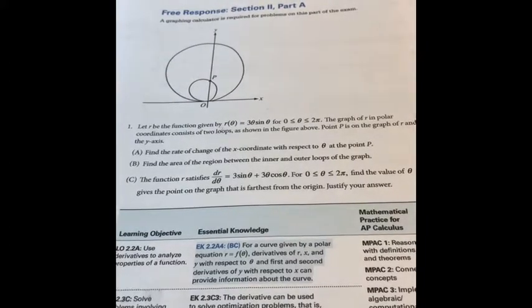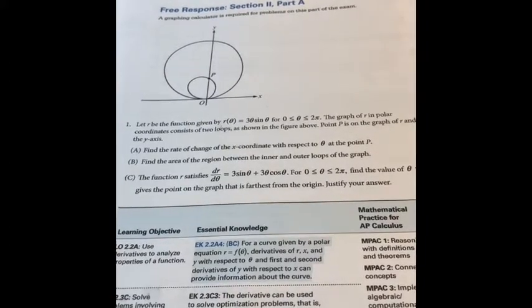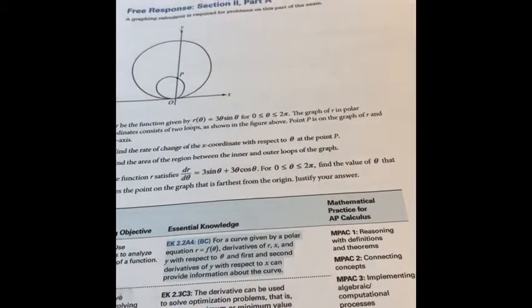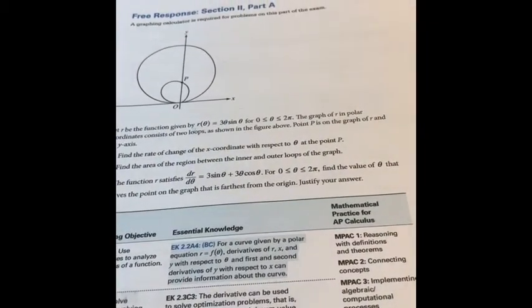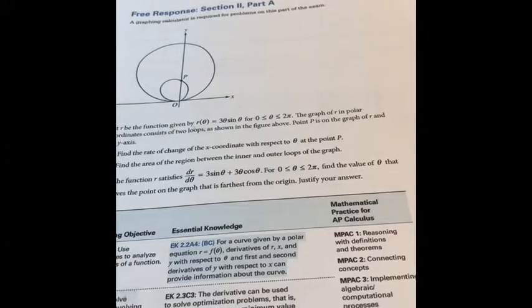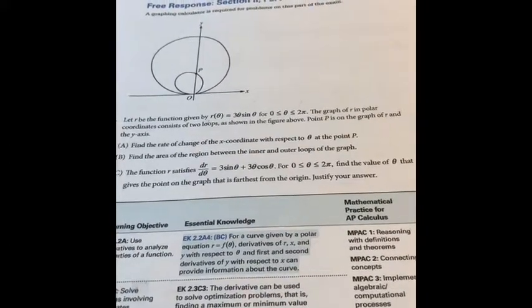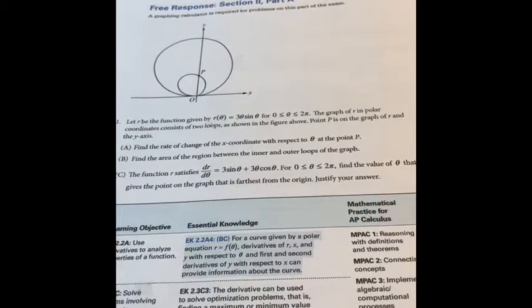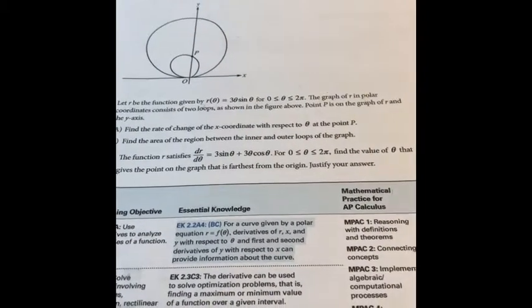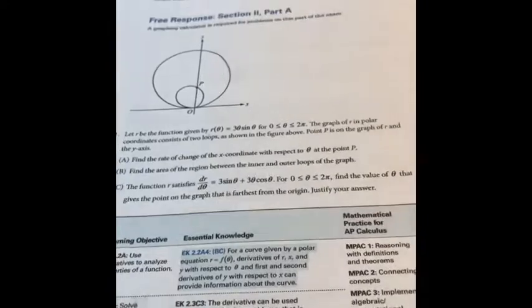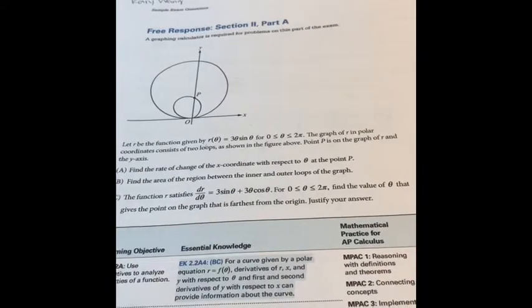So yeah. And in part C, the function r satisfies dr d theta equals 3 sine theta plus 3 theta times cosine theta. And for theta bigger than 0 and smaller than 2 pi, find the value of theta that gives a point on the graph that is farthest from the origin. So it's basically finding the maximum of the function r.